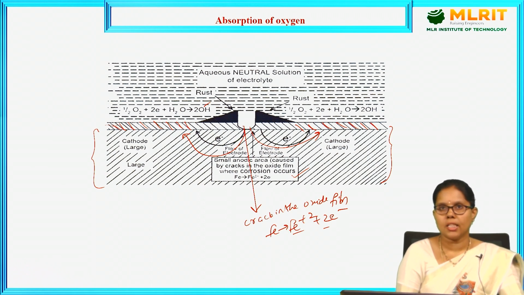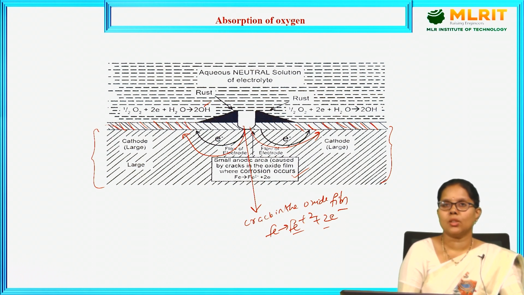At the large cathodic area, we can notice the reddish brown or yellow colored rust. So, oxidation has taken place at the anode and the rust is formed at the cathode. The corrosion product we can see at the cathode, but the corrosion takes place at the anode. Corrosion takes place at the anodic area in both the cases, evolution of hydrogen and absorption of oxygen, but the products are different.